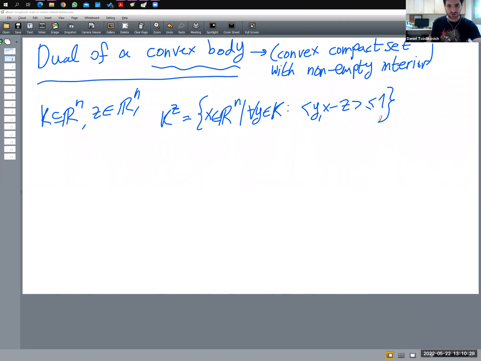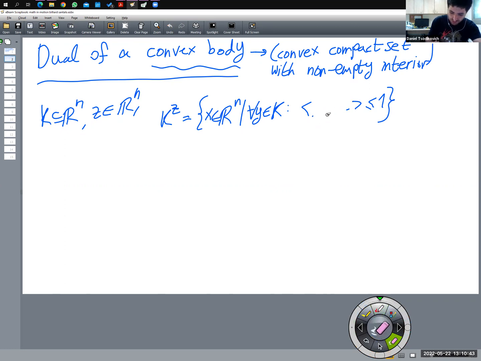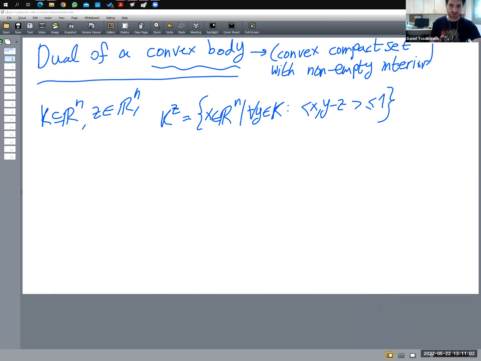Hopefully I didn't mix up where to subtract the Z. No, I subtracted. Yes, I did mix it up. The inner product of X and Y minus Z. Yes, okay, of course. All points in Rn with the property that the inner product of X and Y minus Z is at most one. And this is called the dual of K with center Z.